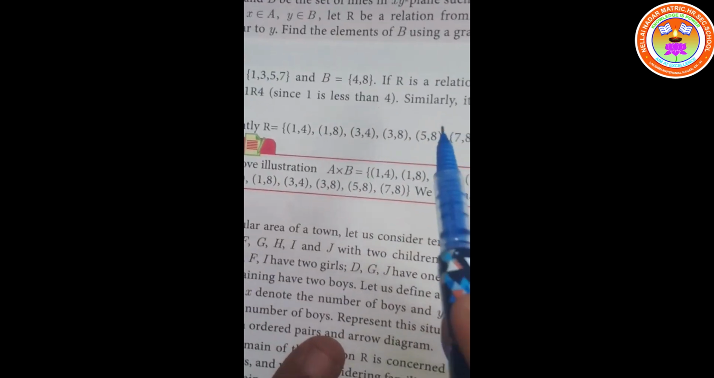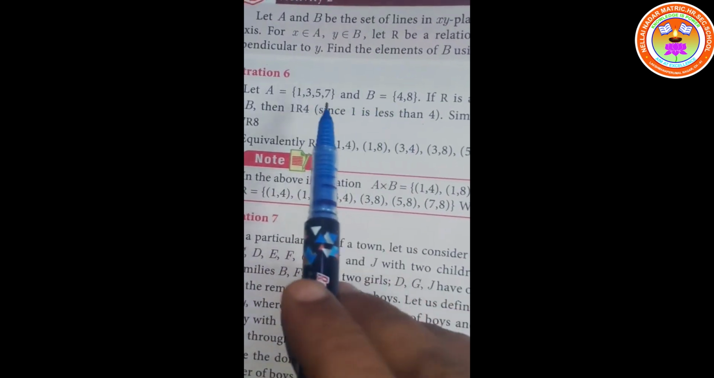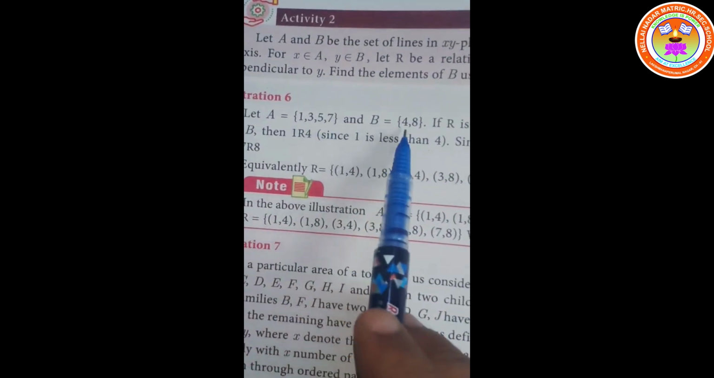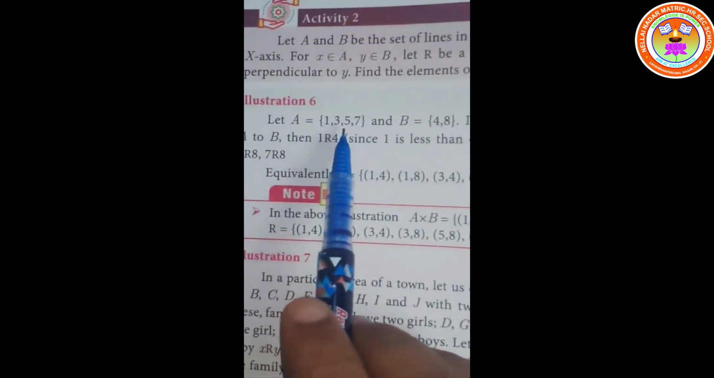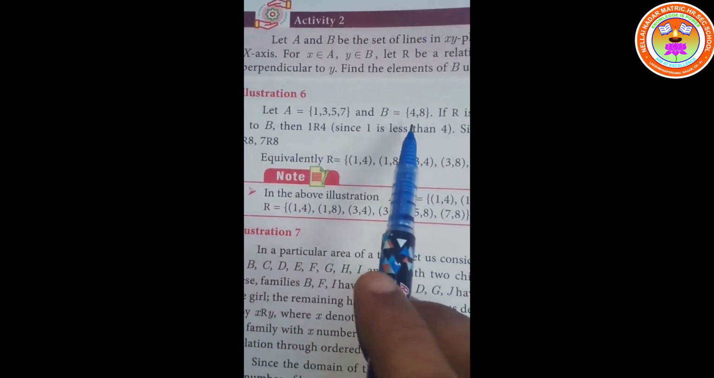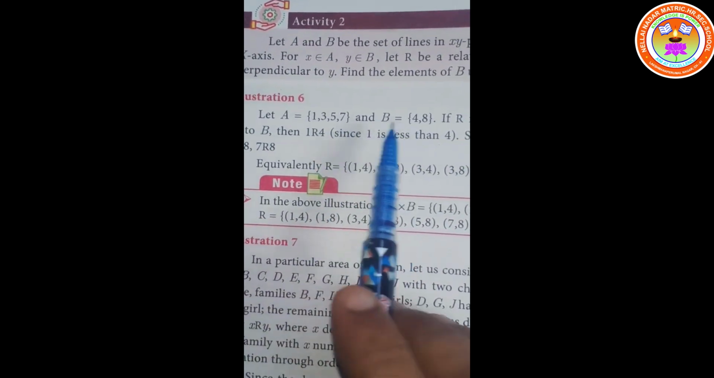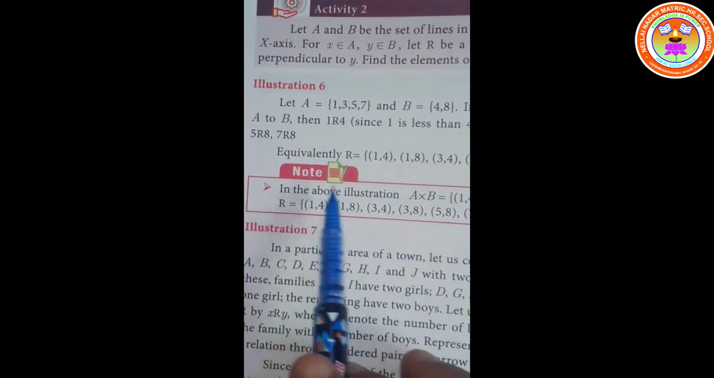You can ask me, sir, why don't you write (7, 4) and (5, 4) also? If you write (7, 4) and (5, 4), that condition won't be satisfied. What is the condition? Is less than. Suppose I am considering (5, 4). Is 5 less than 4? No. 5 is greater than 4. So you are not supposed to take (5, 4). Understand? Now, this is a very important note.